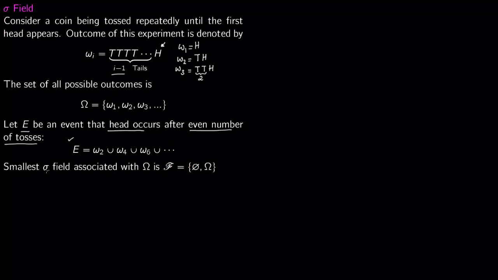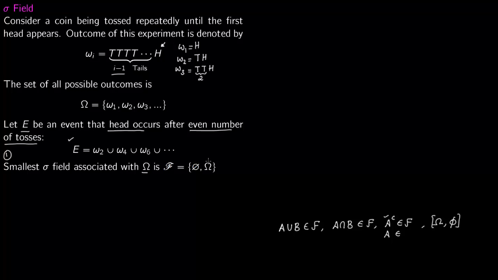So first example is the smallest sigma field associated with the sample space, which is just the null set and the entire sample space. So let us check the definition here. The definition of a sigma field is always that union of two events is in the sigma field, their intersection is, and their complement is also in the sigma field. So if A is in the sigma field, then its complement is also in the sigma field. And then you have entire sample space and null set are in the sigma field. So this is true by definition.